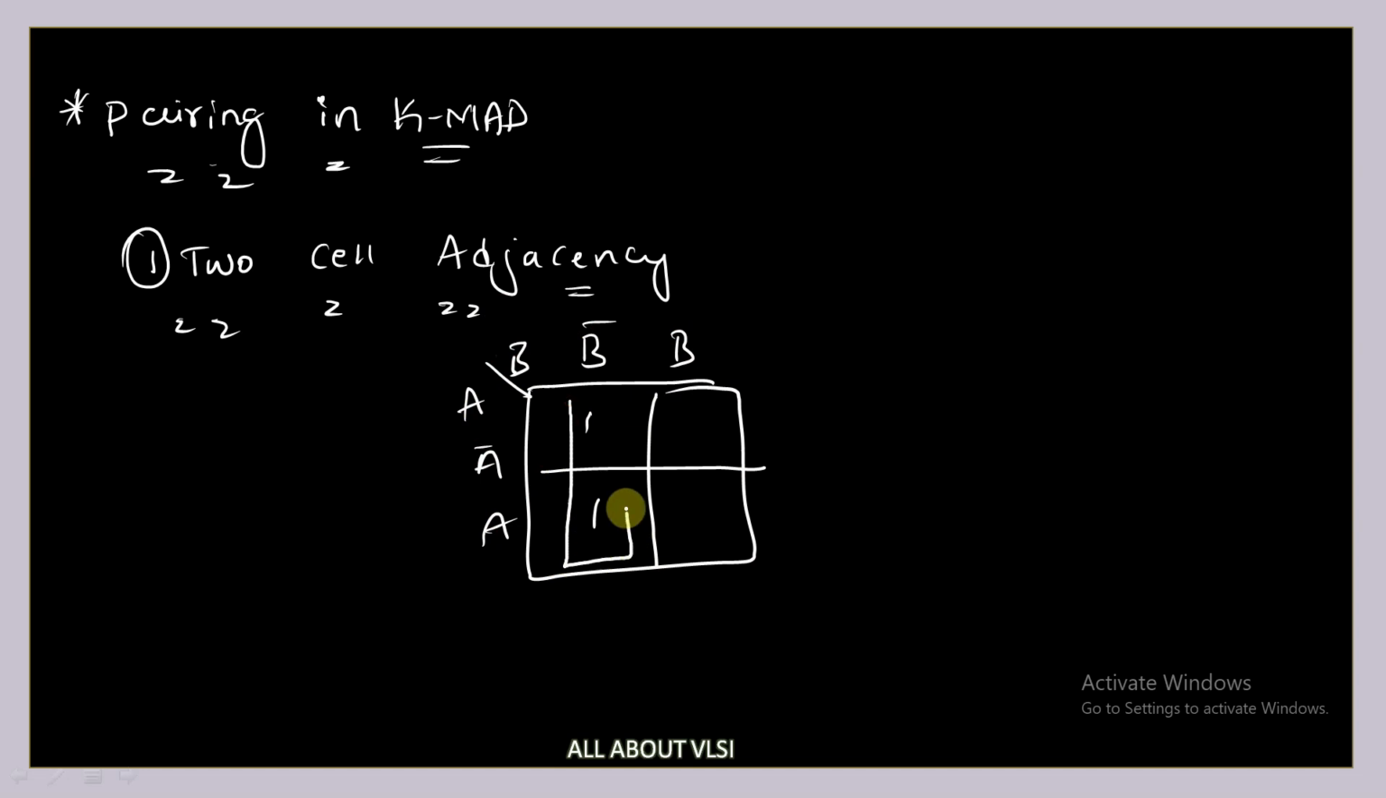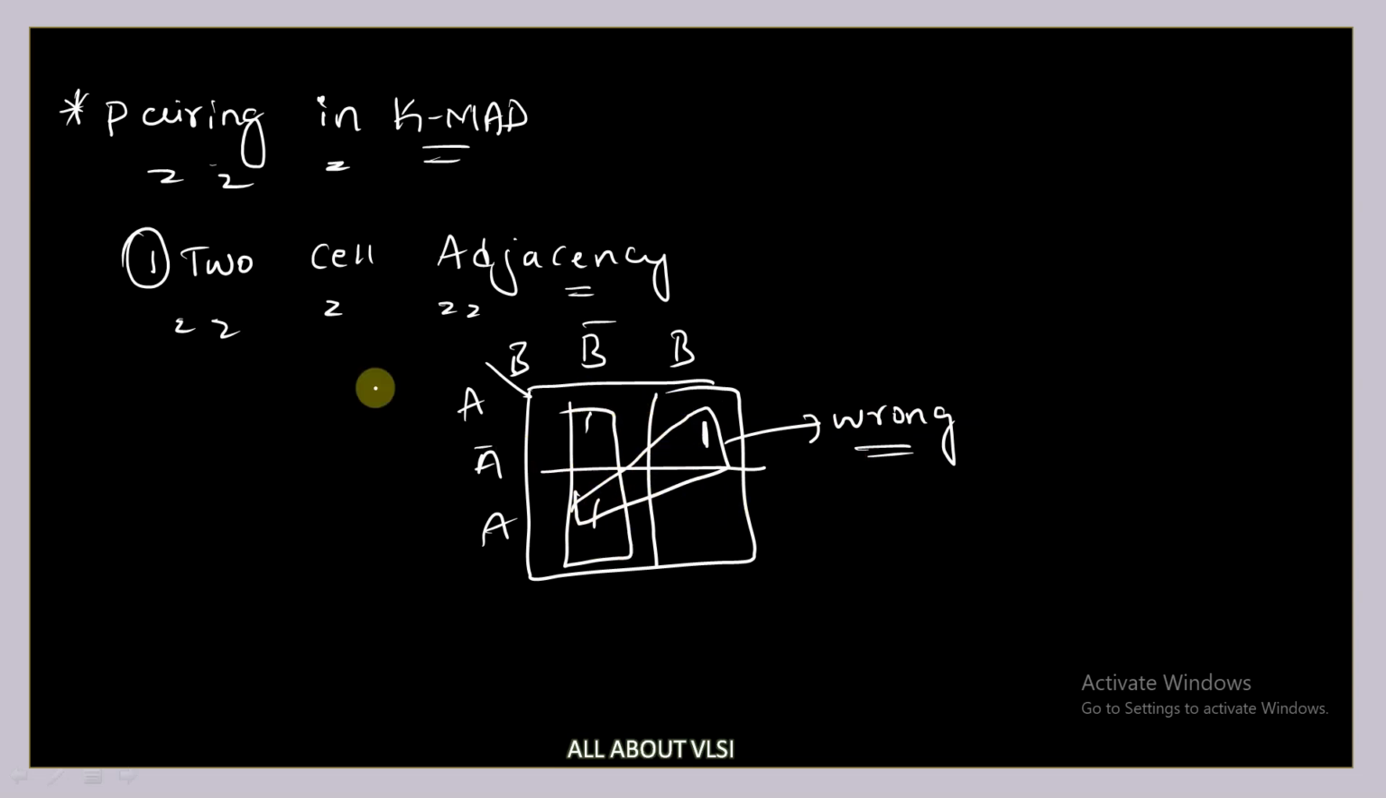So we can group these two cells. Suppose we have one more minterm here, we cannot group these two cells. No, this is wrong. So cross grouping is not done in the K-map. Only the adjacent cells will be grouped.